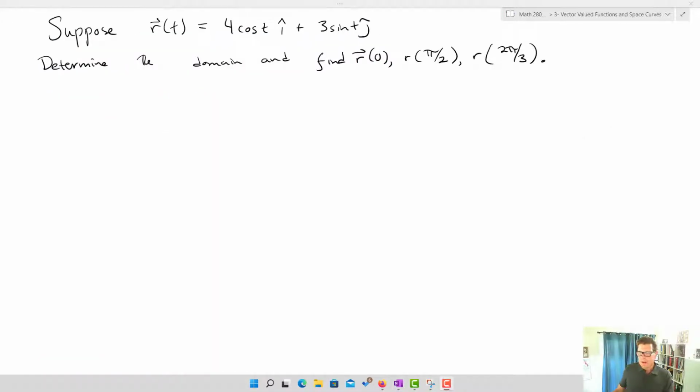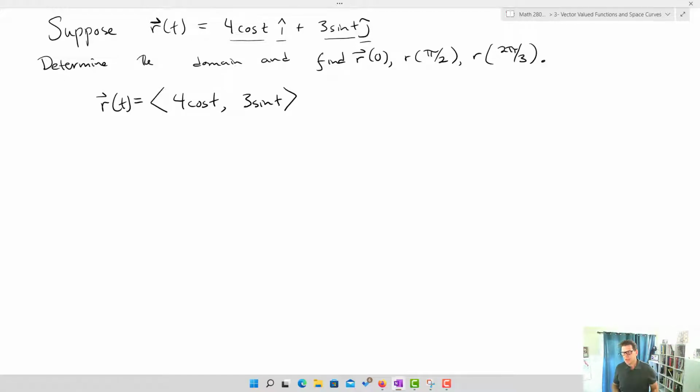So let's suppose that we have r of t, and notice that over my r, I've put that vector symbol. That identifies that I'm looking at a vector function. Notice also I have i and j here, and then two functions of t for my components. If I wanted to rewrite this as a component function, I could write r of t equals 4 cosine t, comma, 3 sine t.